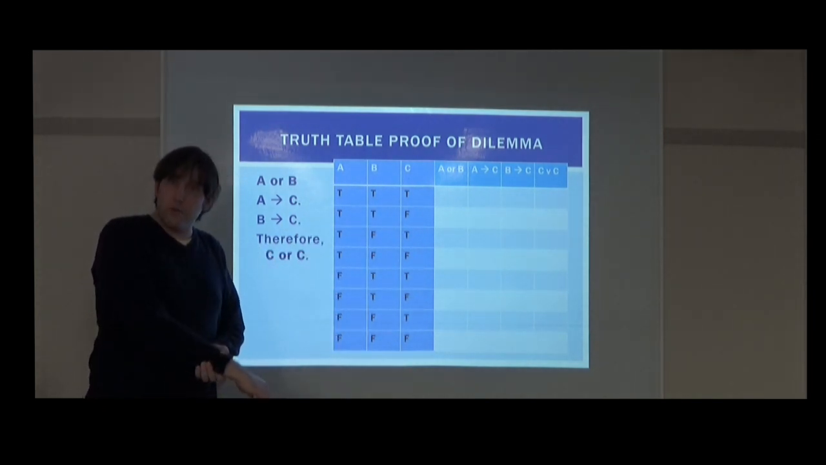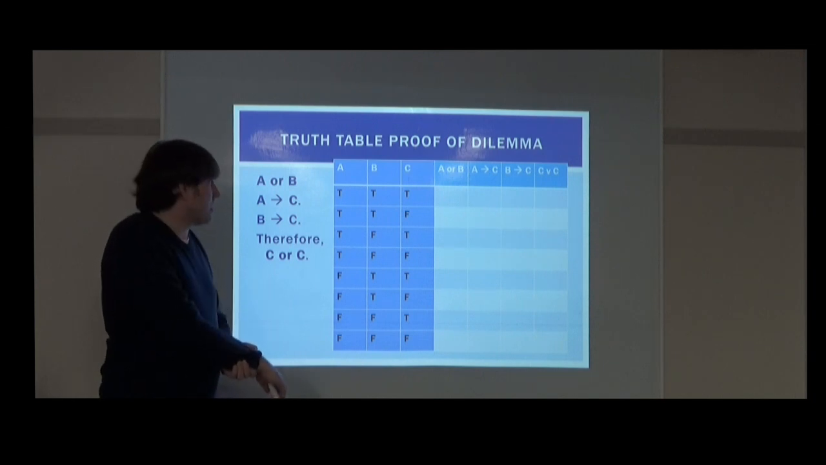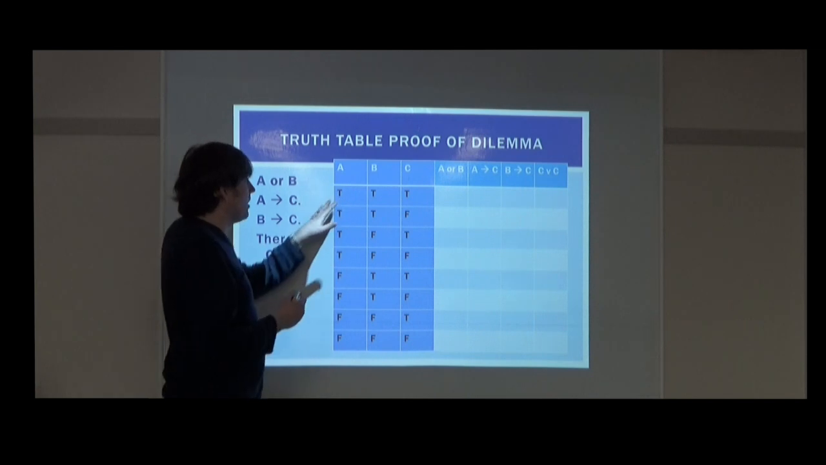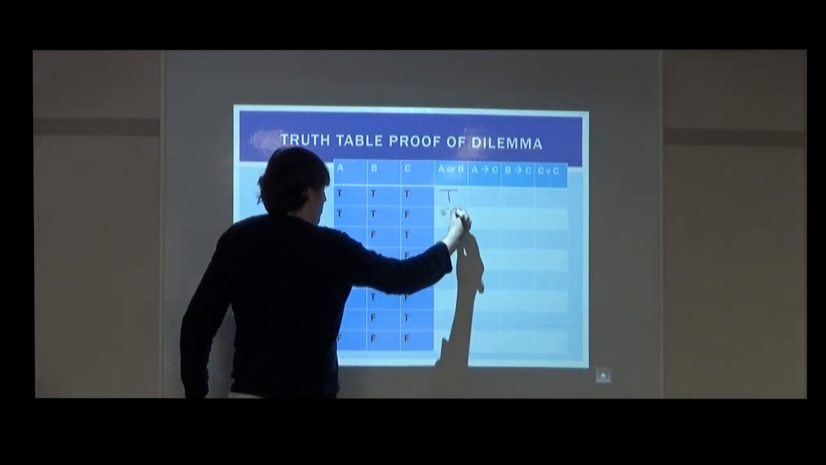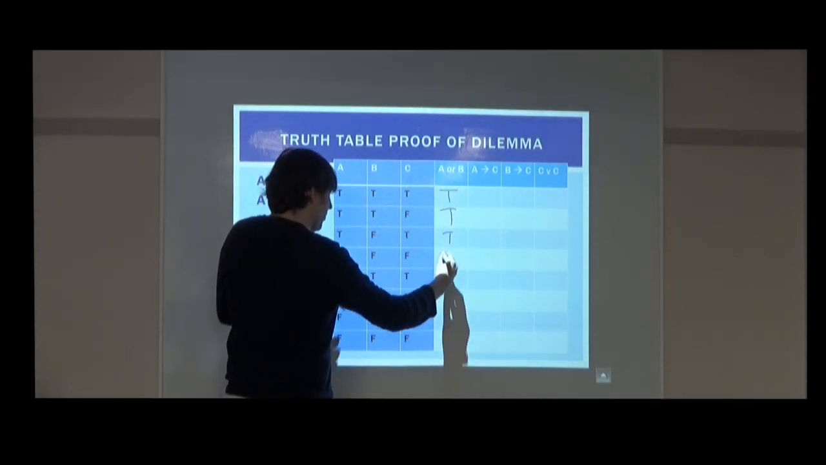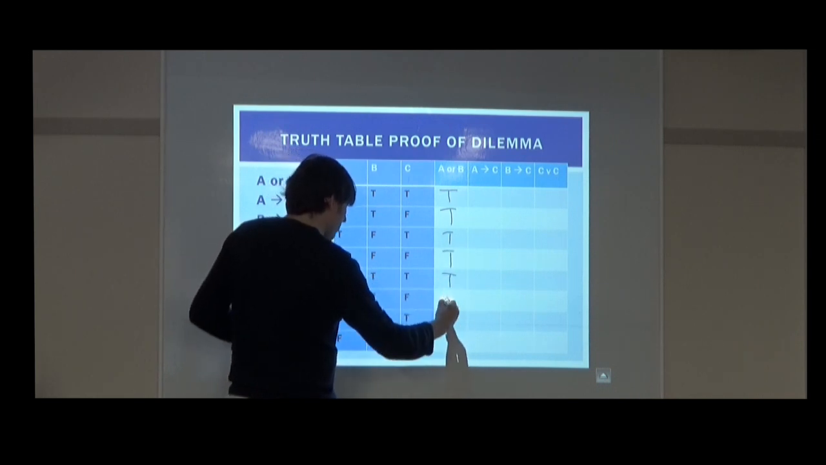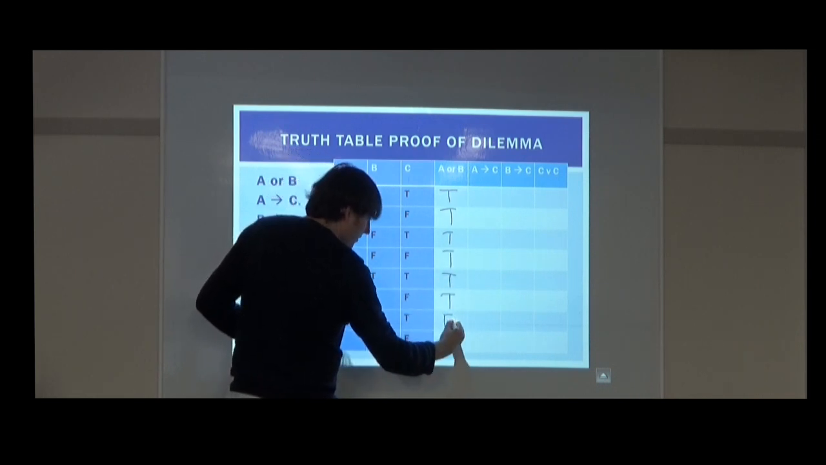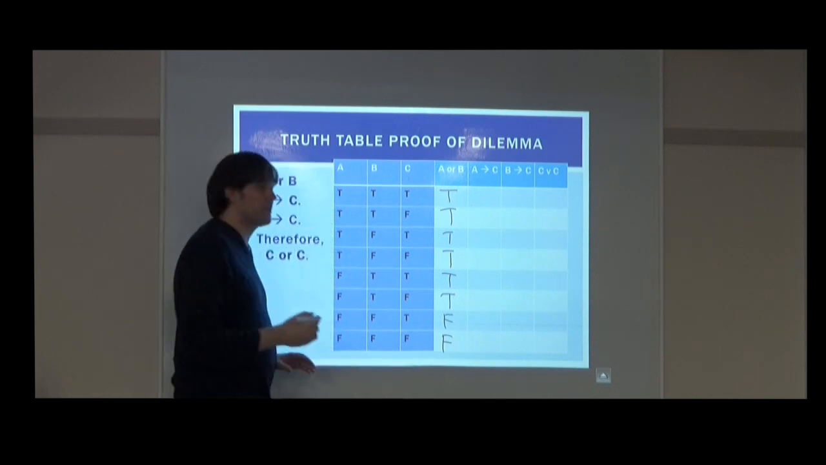A or B is true whenever either A or B is true. So let's go ahead and fill these in. The first 2 are going to be true. Third one's going to be true. Fourth one's going to be true. Fifth one's going to be true. Sixth one's going to be true. Seventh, false. Eighth is false.